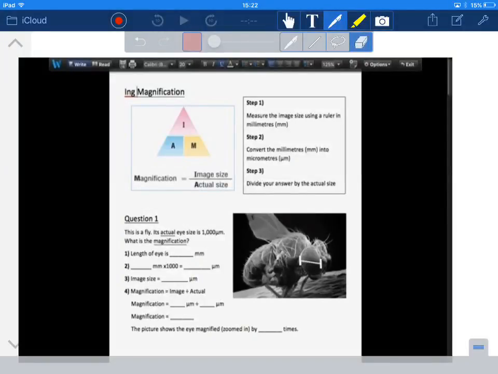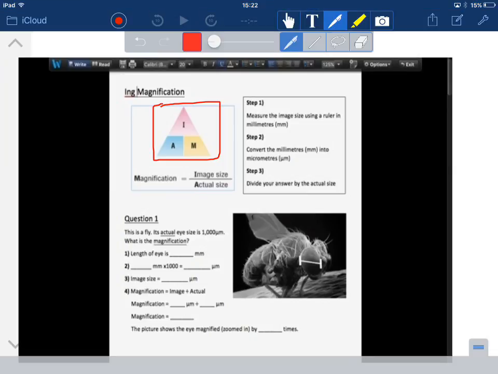This is a video cast on looking at magnification calculations, which are very straightforward as long as you follow the formula. And the formula that we need to follow is this one. Before we start, I just want to go through what this says. This says that the magnification, M, is equal to the image size that we see over the actual size of the object that we're looking at.